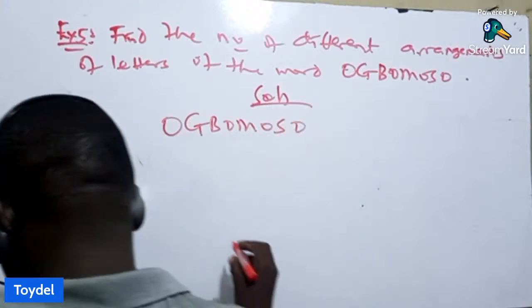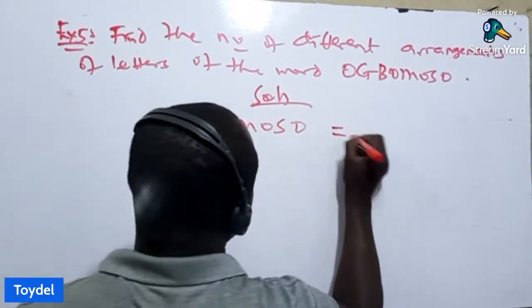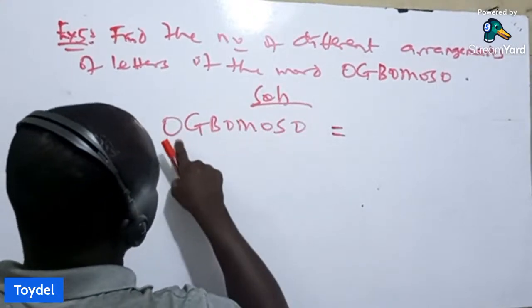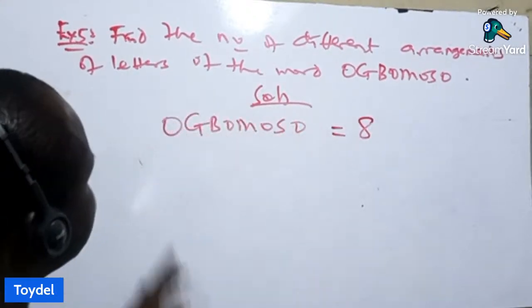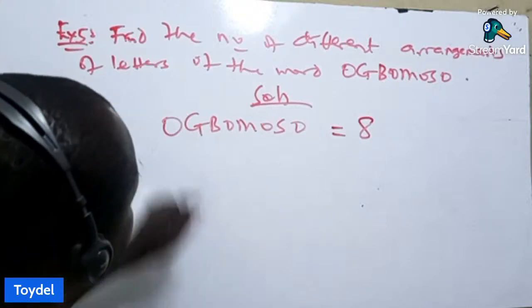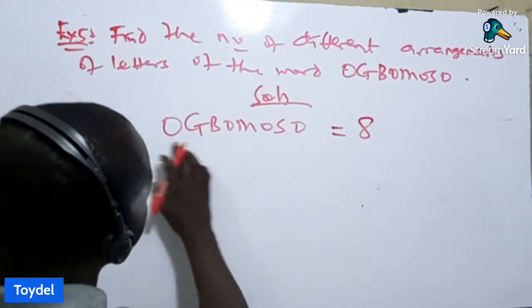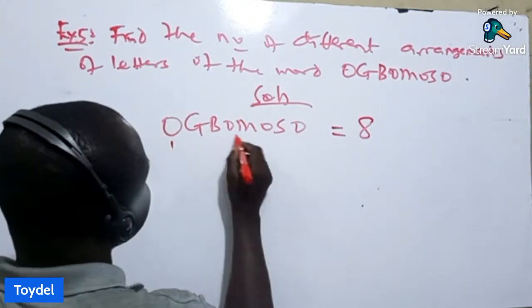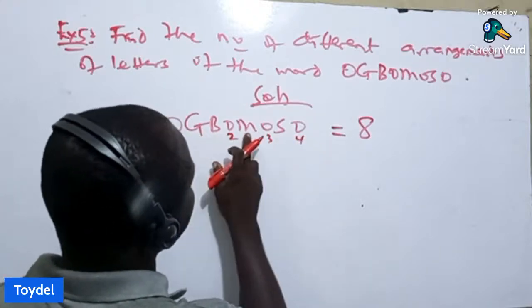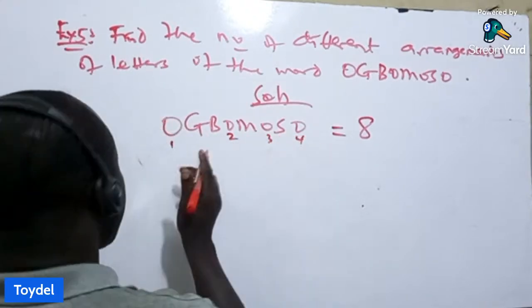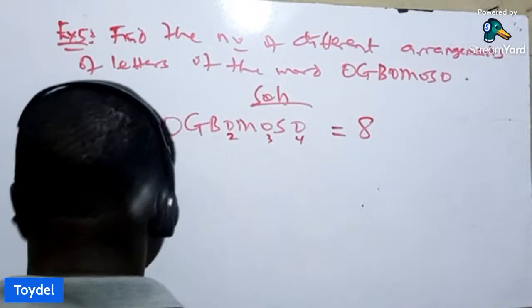So all the letters that we have all together in this word is 1, 2, 3, 4, 5, 6, 7, 8. There are 8. So we have 8 letters there. Out of the 8 letters, there are 4 O's there. 1, 2, 3, 4. Then I think we have just 1 G, 1 B, 1 M, and 1 S. So what is the permutation? How do we get the permutation in this case?